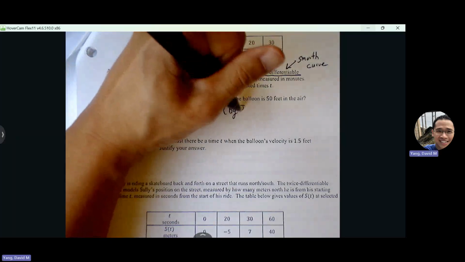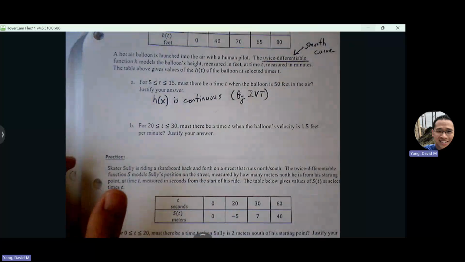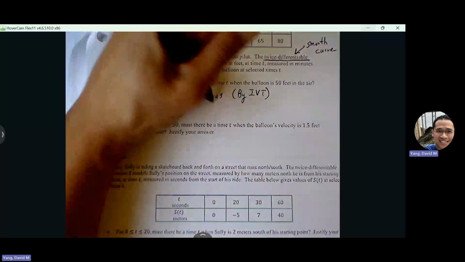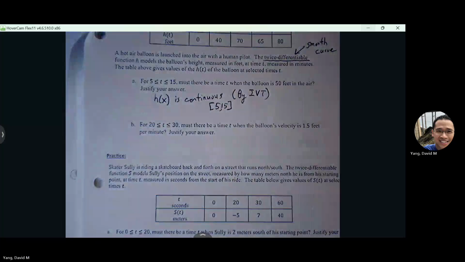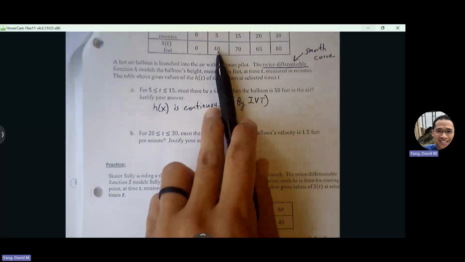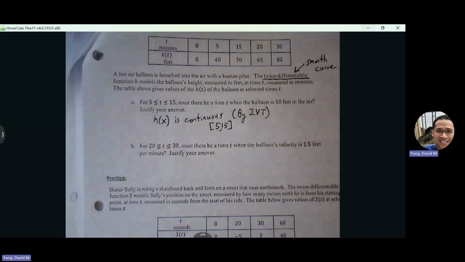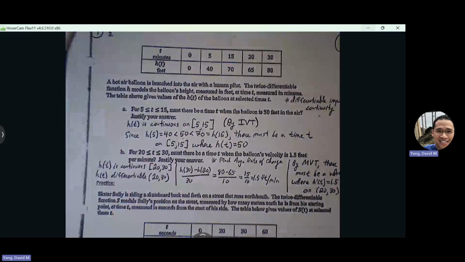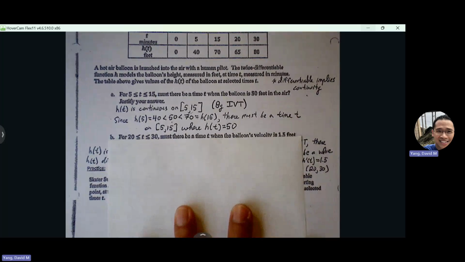And this is IVT here. The intermediate value theorem doesn't require anything about the slope, so we don't have to make any statement about differentiability. Since h of 5 equals 40, and 40 is less than 50, and 50 is less than 70, which is coming from h of 15, there must be a time on this interval where h of t is equal to 50. So we're just going through the intermediate value theorem.